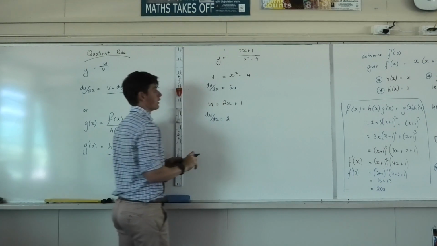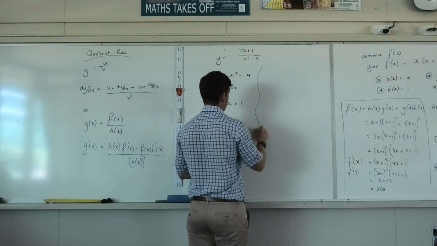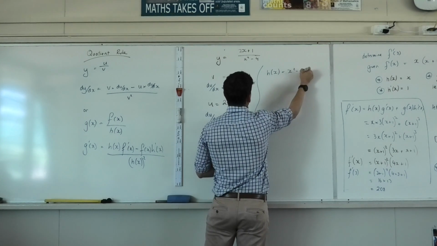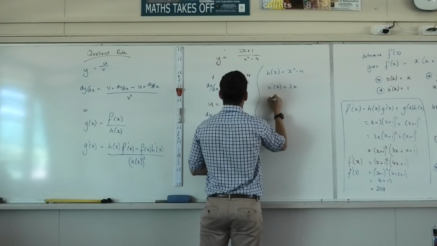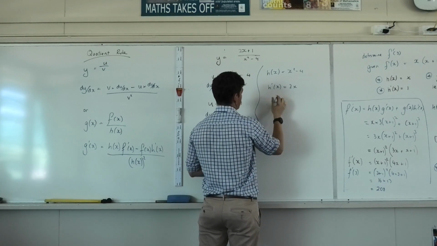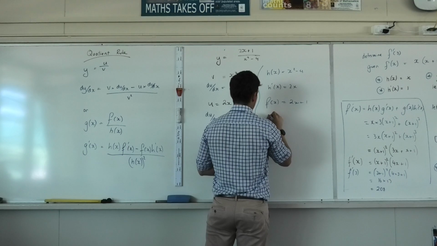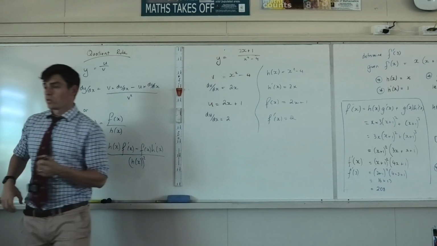2. Now just to be aware, I'll do the same thing on this side here, right? So hx is x squared minus 4. h dash x is equal to 2x. Is it? No, it's fx, not gx, so always stuff that up. fx is equal to 2x plus 1. f dash x is equal to 2. Sweet.